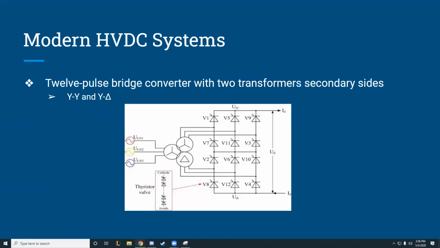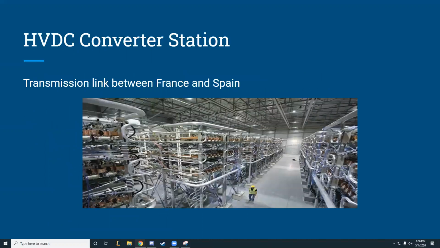Next slide. This is an example of the 12-pulse bridge converter with two transformer secondary sides. Next slide. This is an example of the transmission link between France and Spain. That's a real converter station used to supply energy between these two countries.